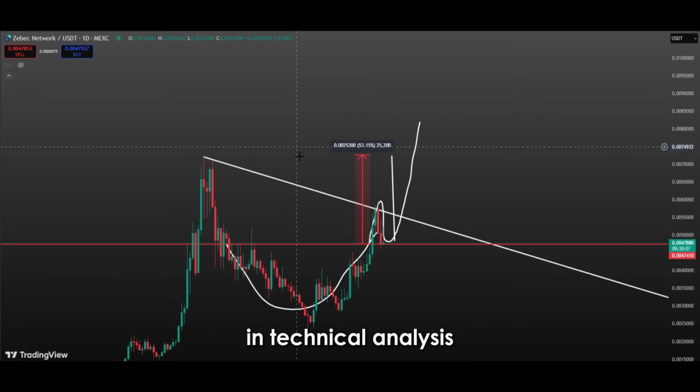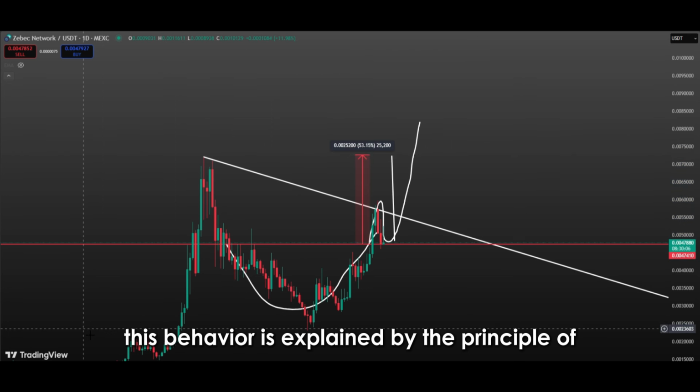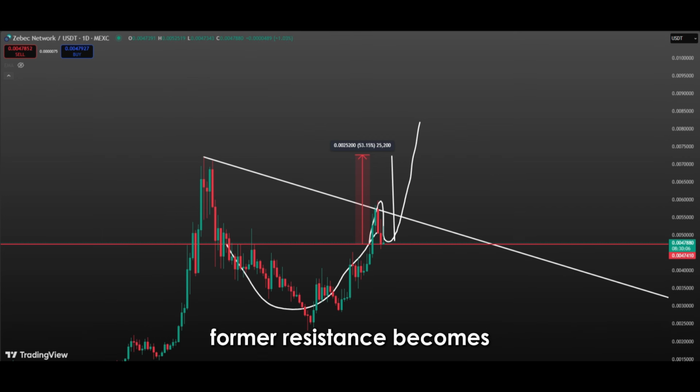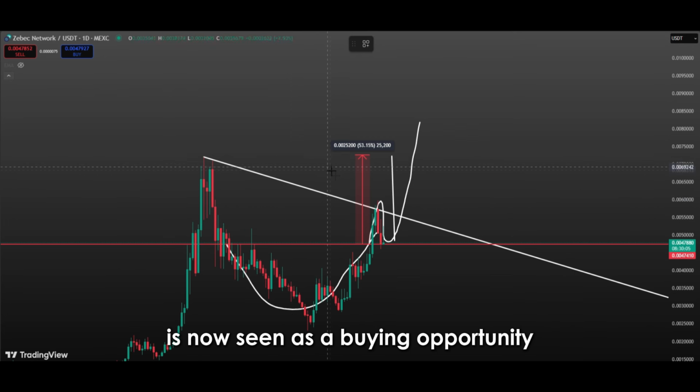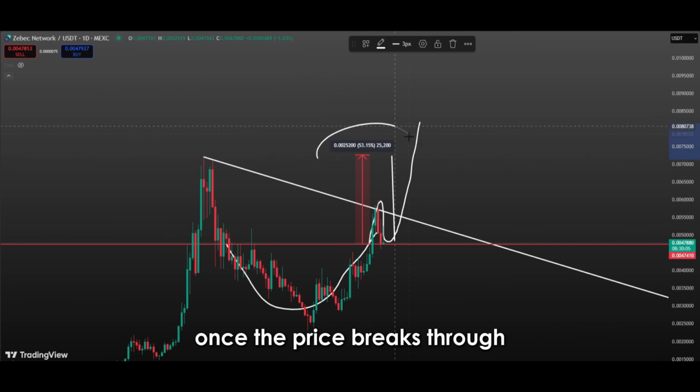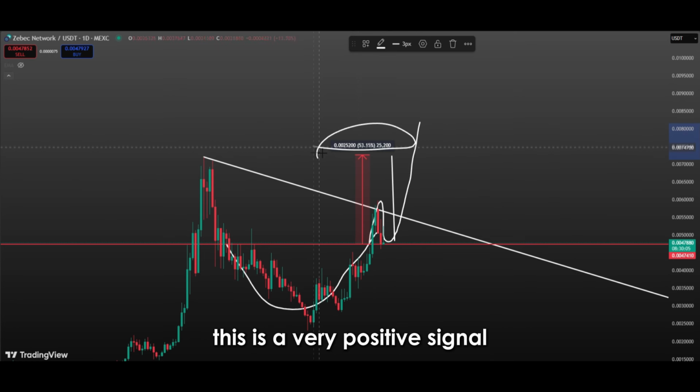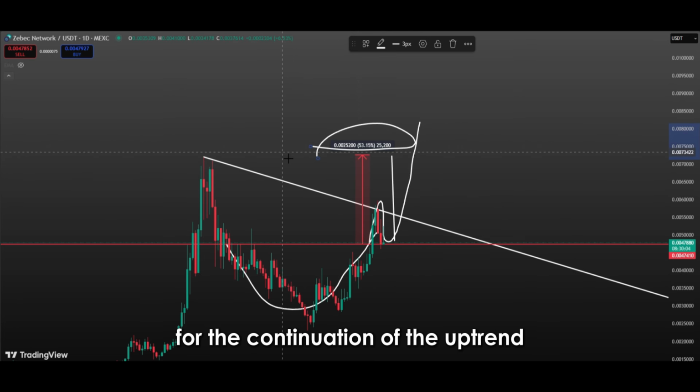In technical analysis, this behavior is explained by the principle of former resistance becomes support. In other words, a level that was once a strong barrier is now seen as a buying opportunity once the price breaks through. This is a very positive signal for the continuation of the uptrend.